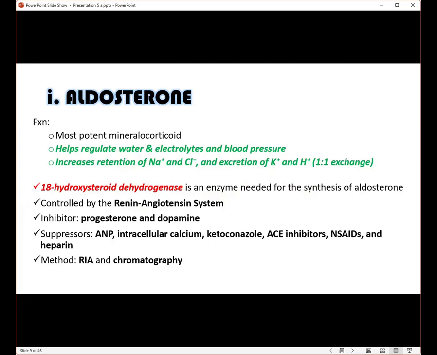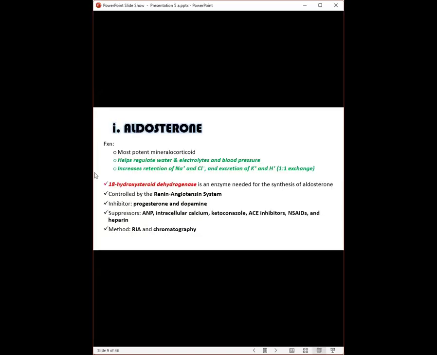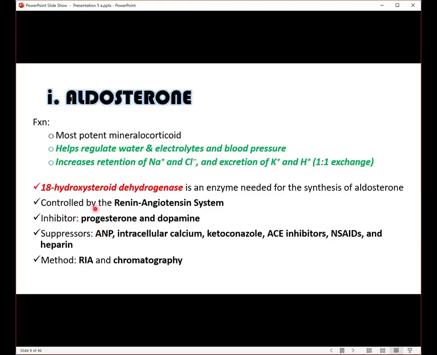So whenever there is low blood pressure, your renin, or the renin-angiotensin system, will be activated, which will result in the stimulation of the production of your aldosterone, because again, aldosterone increases retention of water through retention of sodium, because keep in mind that where sodium goes, water follows. So if we have increased sodium retention, water will also be passively retained. Okay? So the inhibitors of your aldosterone are progesterone and dopamine.